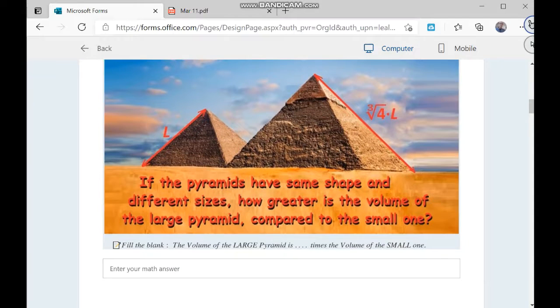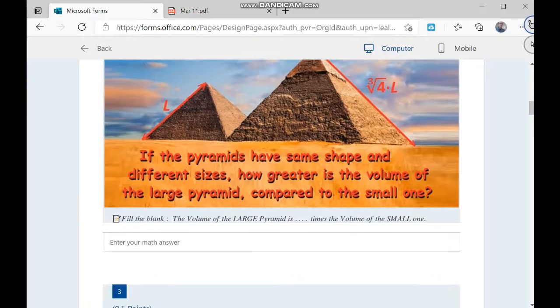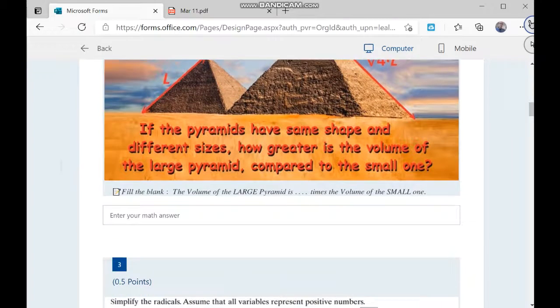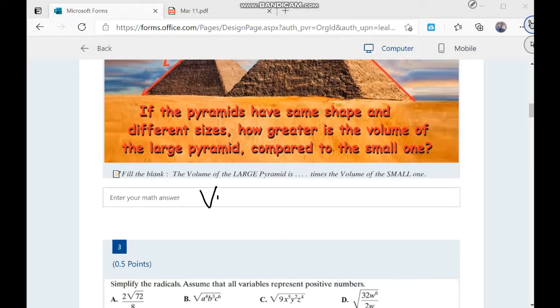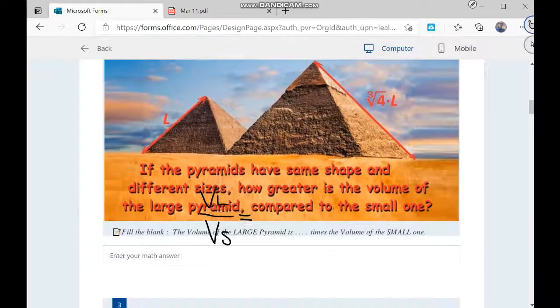If the pyramids have the same shape, that means they have only different scale, the size is different, but the shape is the same. How much greater is the volume? We're going to divide the volume of the large pyramid by the volume of the small pyramid, okay? But what kind of relationship do we have? We have a linear relationship.